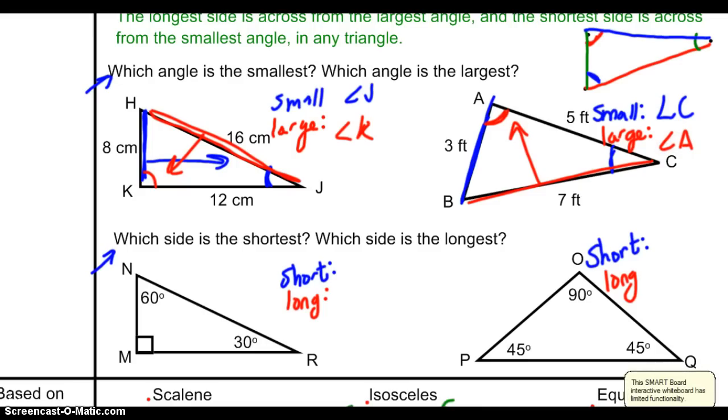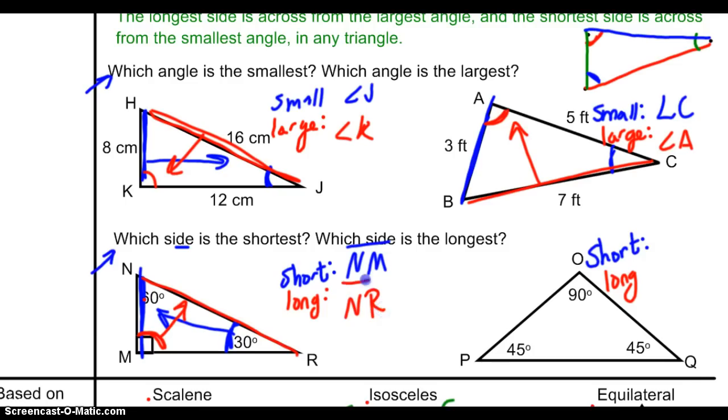For the next one, we're talking about sides and angles kind of backwards over here. So the smallest angle is angle R, so the longest side will be NM. Conversely, the longest side here, well, here's my biggest angle, so the longest side's across from that. It's going to be NR. NR is my longest side across from the biggest angle.